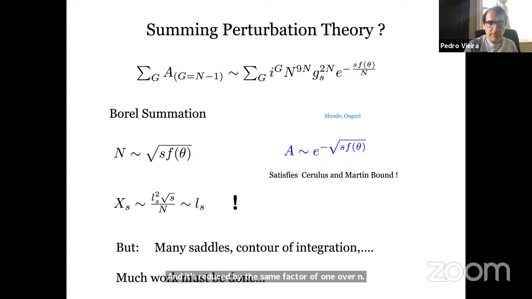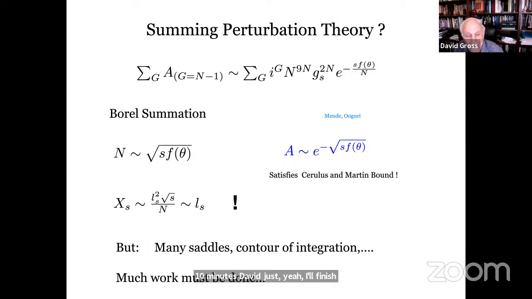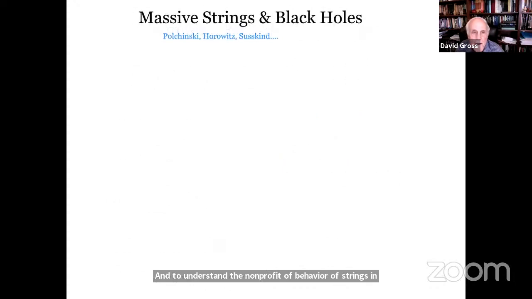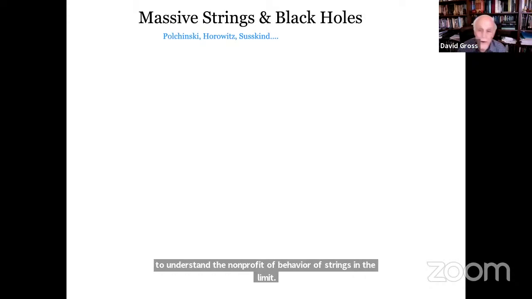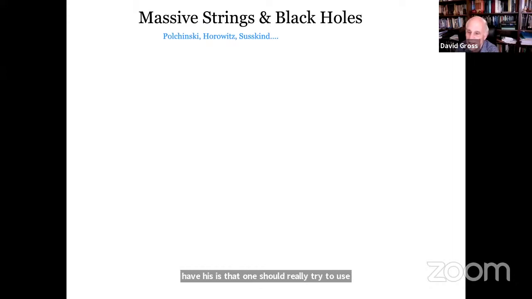And so, however, there are indeed many, many saddle points. There are issues of contours of integration. Much, much work would need to be done to make this solid and to understand the non-perturbative behavior of strings in this limit. What I want to suggest in the last minute that I don't have is that one should really try to use perturbative string theory or semi-classical string theory to discuss massive strings as black holes, as was suggested by Polchinski, Horowitz, and Susskind and others.